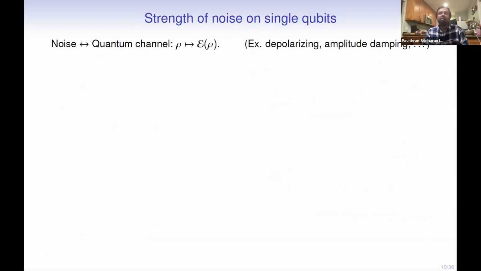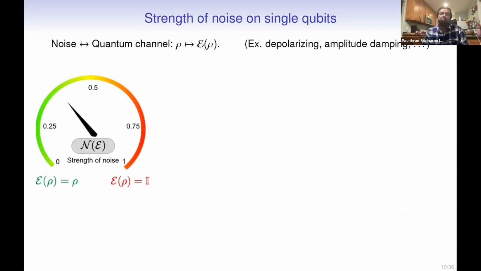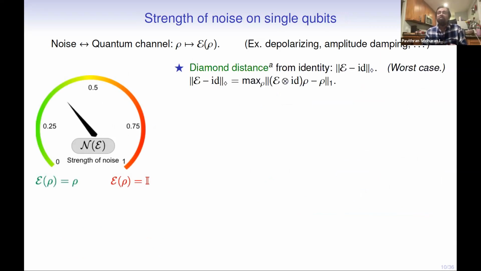What do we want to get out of this? We basically want a number that goes between a range where, looking at that number, you can understand the strength of noise. So what are the candidates? One is the diamond distance. That is basically, yes, please. Question.